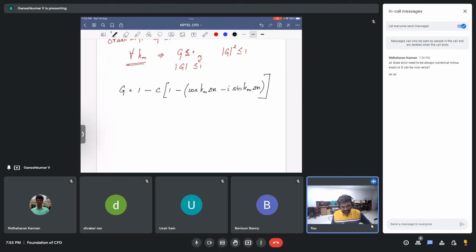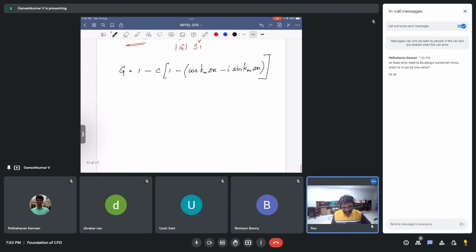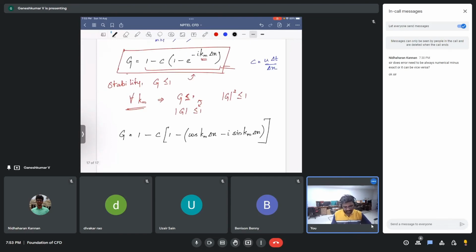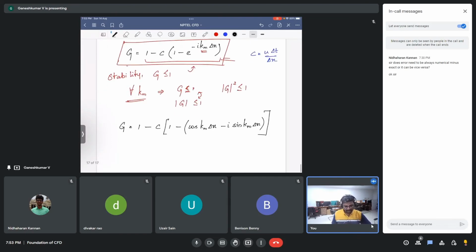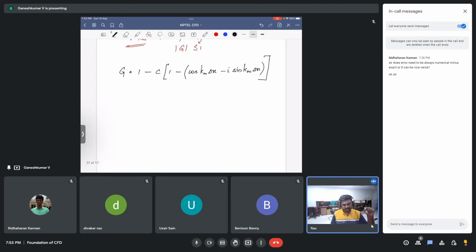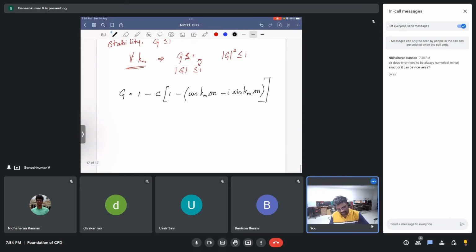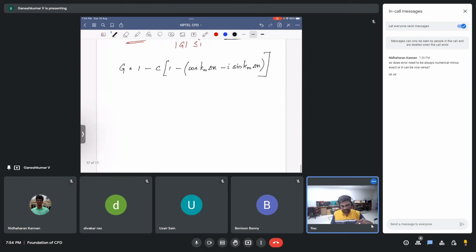So this is an Euler equation, I guess. If you have gone through complex analysis, you can write e power minus i km delta x as cos km delta x minus i times sin km delta x. So we have a real part and we also have an imaginary part. Since we have both of these, that's why we go for this condition. Both are valid.